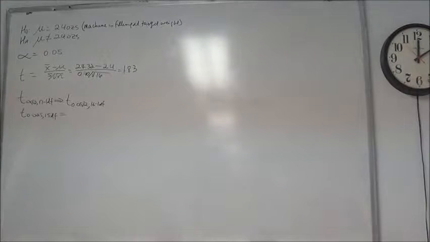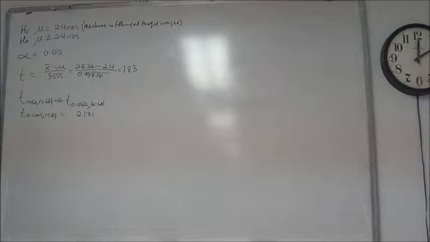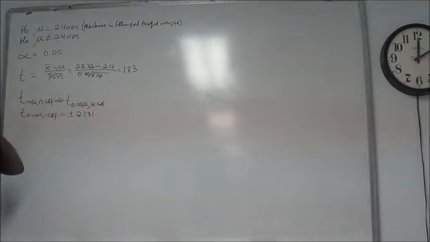2.131. What's the sign? Positive or negative? Positive and negative. Careful. Positive and negative is both sides of the distribution. So the sign on this has got to be positive and negative. You need it on both sides.